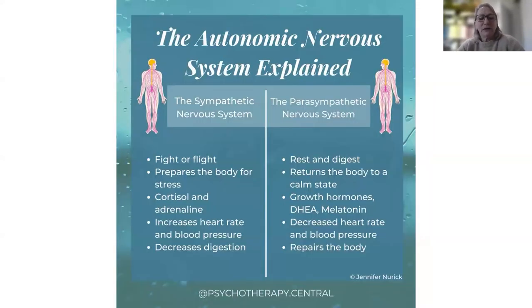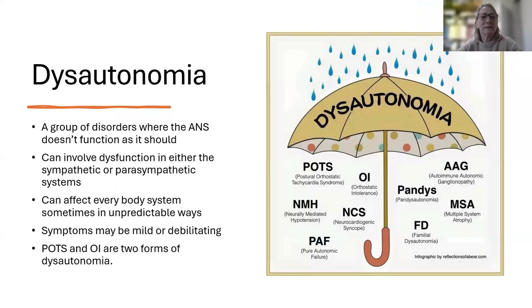And here's just another wee summary. The sympathetic nervous system is fight or flight, cortisol, adrenaline, increased heart rate, decreased digestion. The parasympathetic is rest and digest, calm, hormones, decreased heart rate, etc., repairs the body. And you can see that when things are out of sync, very often it's the sympathetic nervous system that can dominate, and it really explains why people feel the way they do when things are out of sync. That very anxious, hyper alert, hyper excitable sort of state.